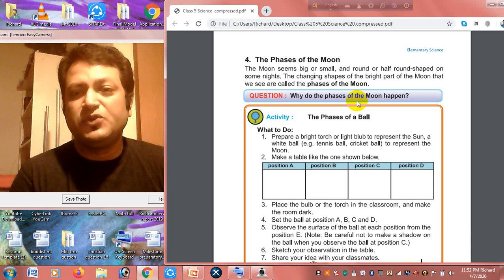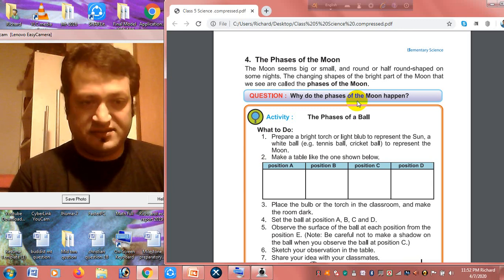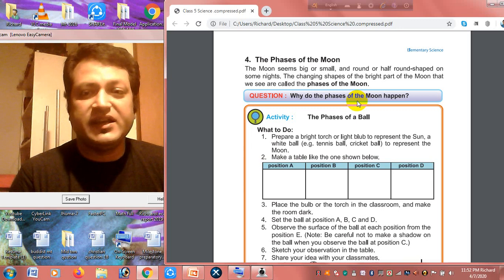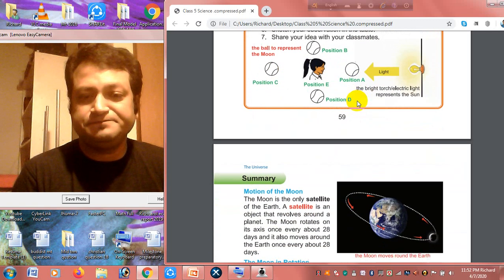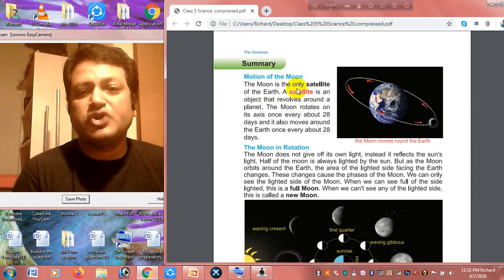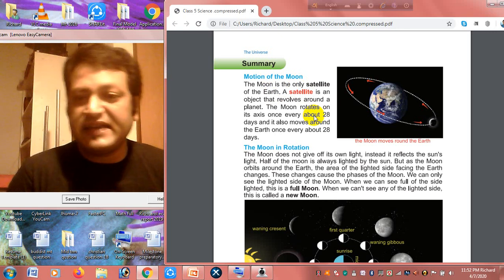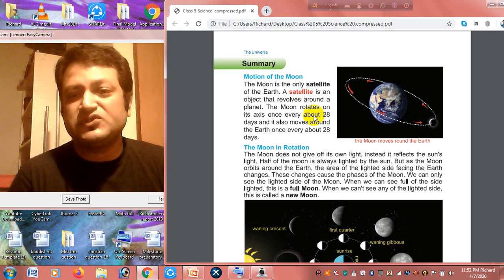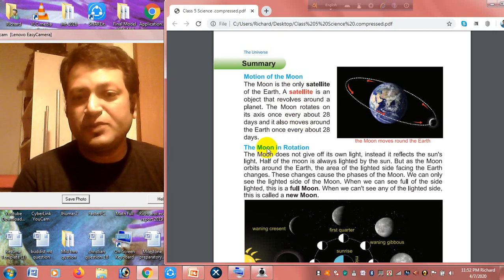When the moon gets the full light, that time it is called full moon. But when the moon is between the earth and the sun, the moon will not get any light. That time we can say it is new moon. Among these, all the phases of the moon are created. Now see the motion of the moon. I told you the moon is the only satellite of the earth, and it also rotates around the earth every 28 days.